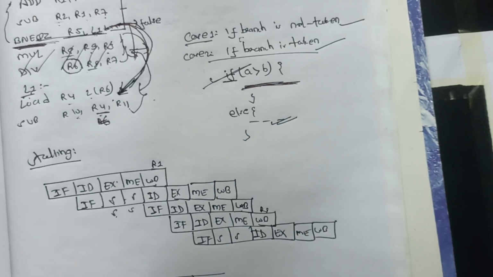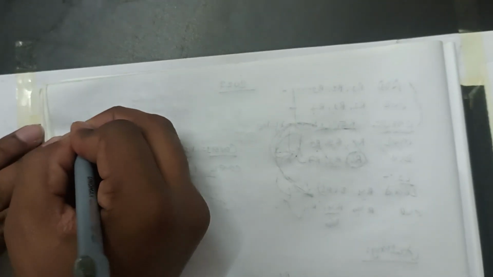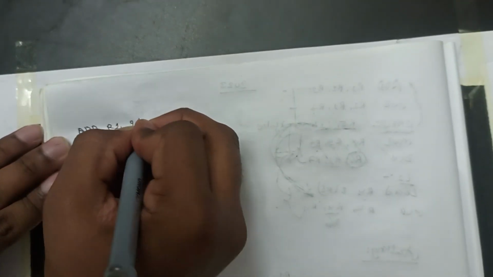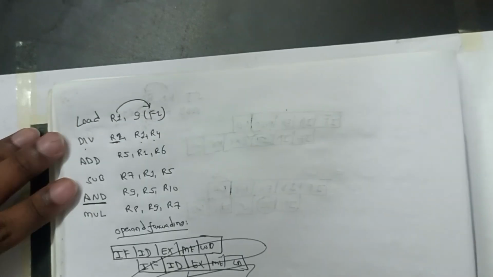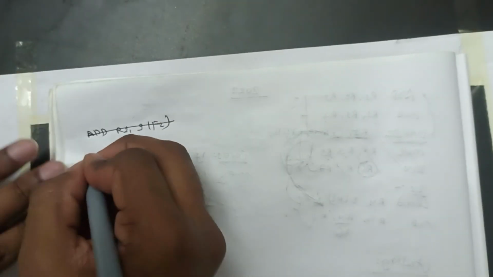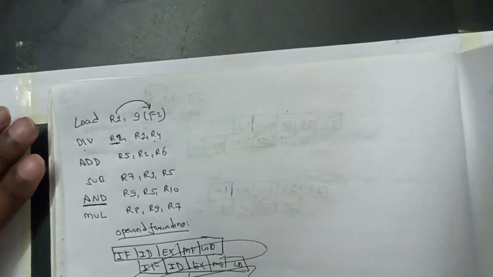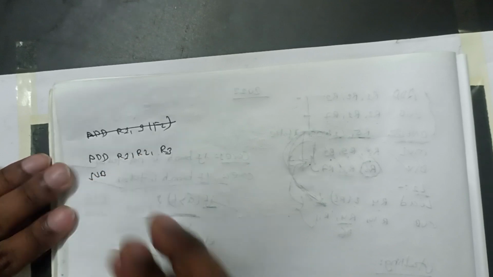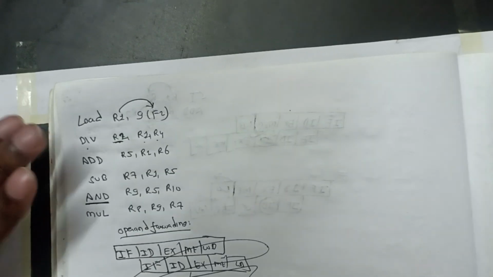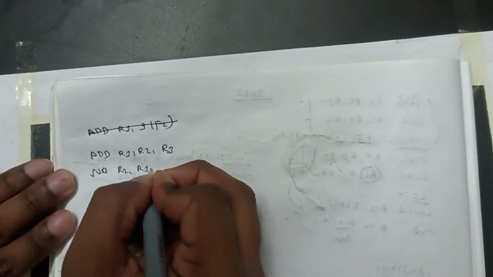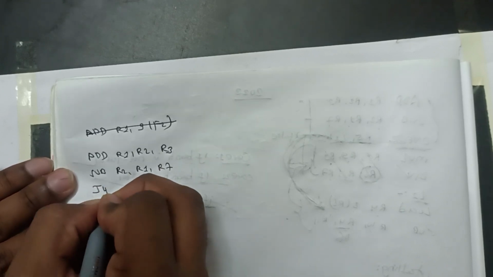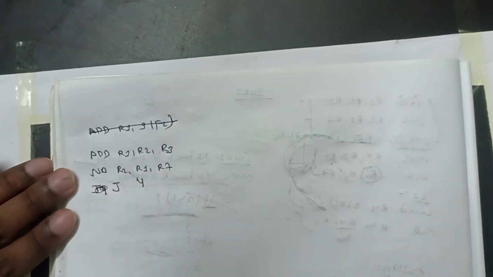The question is solved. Now let's solve one question on jump. It's the same example. Add R1, R2, R3. Subtract R2, R1, R7. Let's jump: J4.